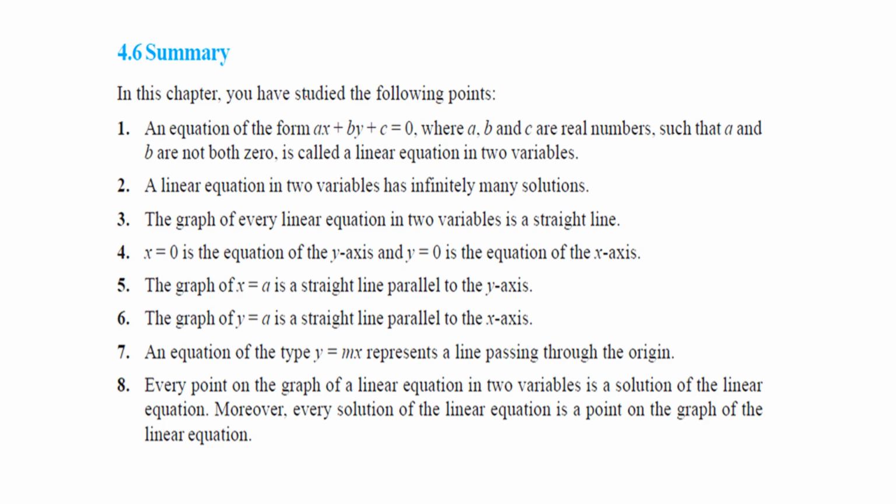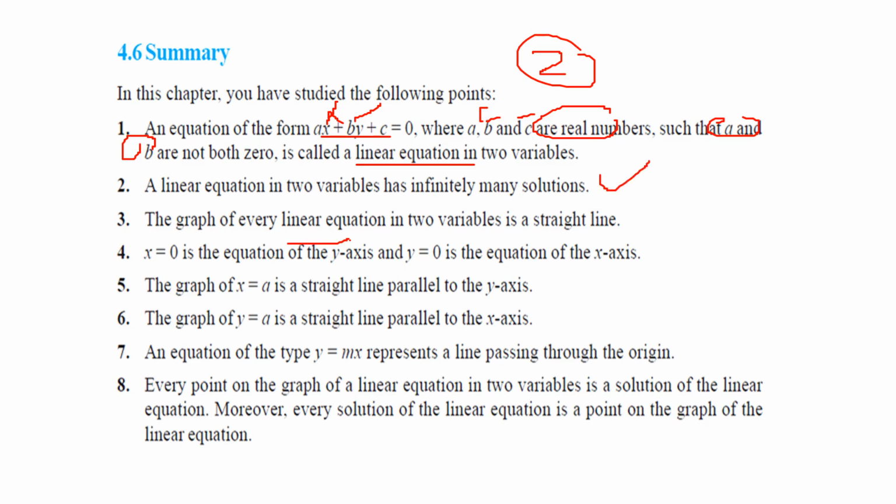So what we have seen in this chapter is an equation of the form ax plus by plus c equal to 0, where a, b, c have to be real numbers. Thus a and b cannot be 0 simultaneously. This kind of equation is a linear equation in 2 variables because we have x and y, these are 2 variables, and the power is not more than 1, that is why it is linear. So a linear equation in 2 variables has infinitely many solutions. The graph of every linear equation in 2 variables is always a straight line.